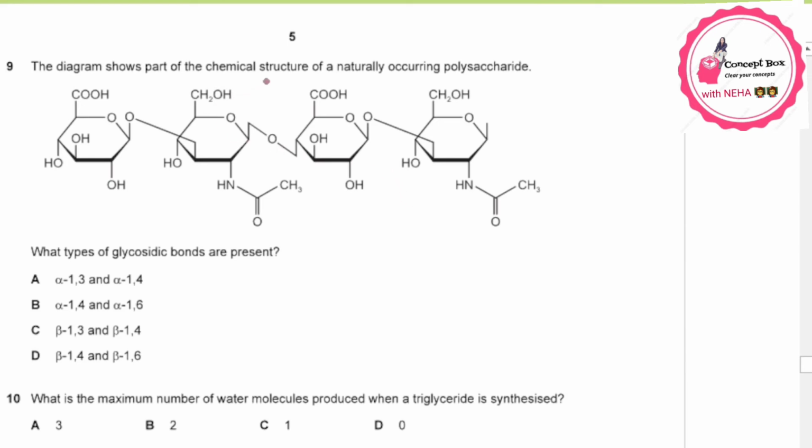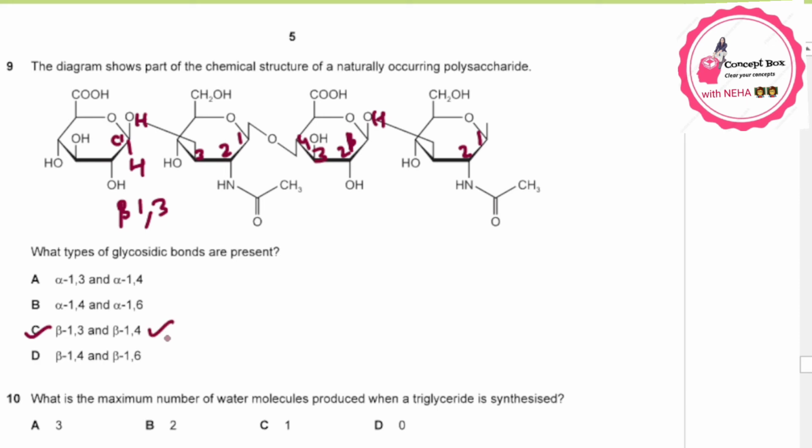The diagram shows part of the chemical structure of a naturally occurring polysaccharide. So we have to name it. So this is carbon 1 and OH is upside and H is downside, and here 1, 2, 3. Okay, so this is the structure of beta 1 linked with 3. So beta 1,3 is written here. Beta 1,3 and then beta 1,4. Let's do this one also. Okay, so this is beta 1 and this is linked to beta 1, 2, 3, 4.